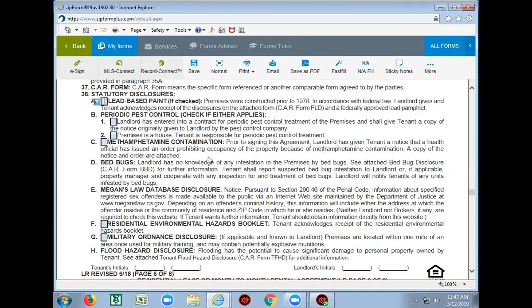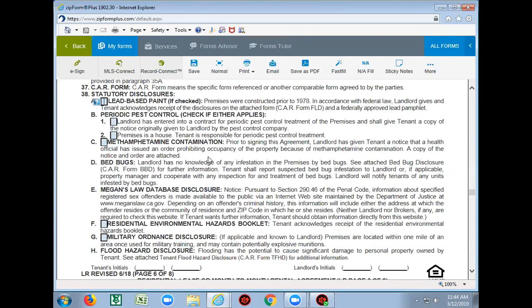So basically, on C, okay, methamphetamine contamination, if you do have it, prior to signing this agreement, landlord has given tenant a notice that a health official has issued an order prohibiting occupancy of the property because of the methamphetamine contamination. A copy of the notice of order is attached. Okay.